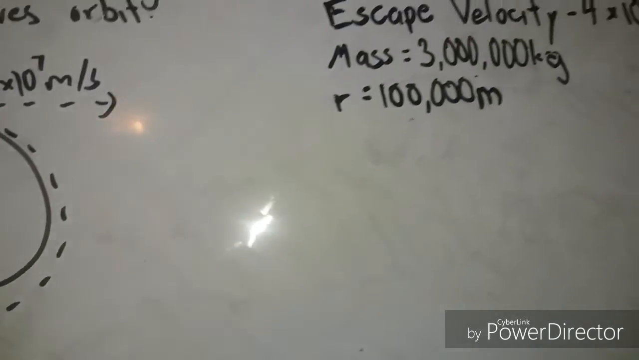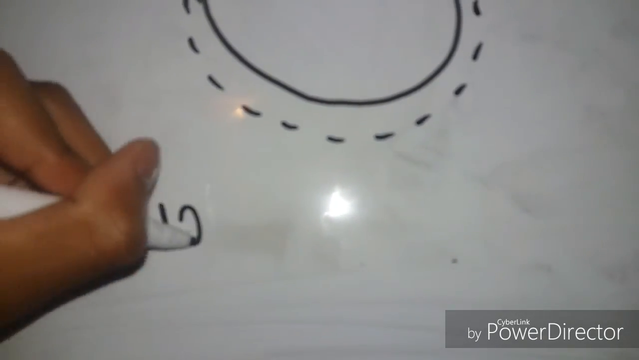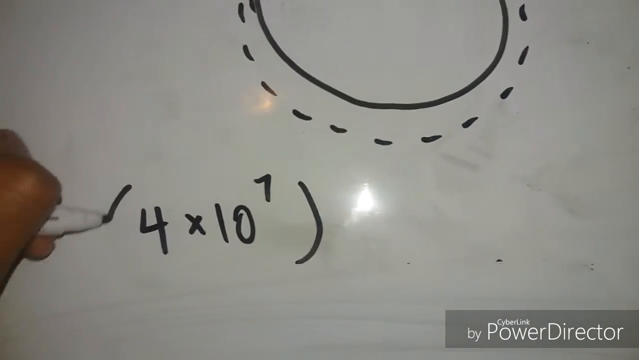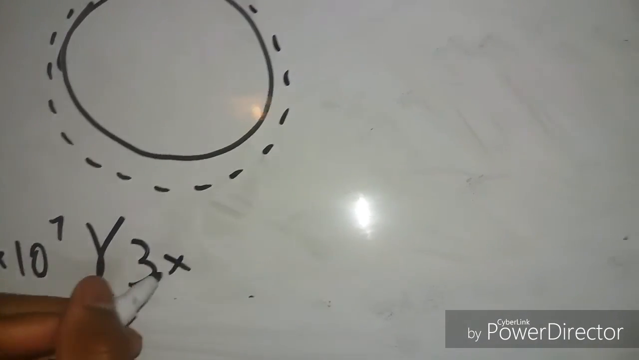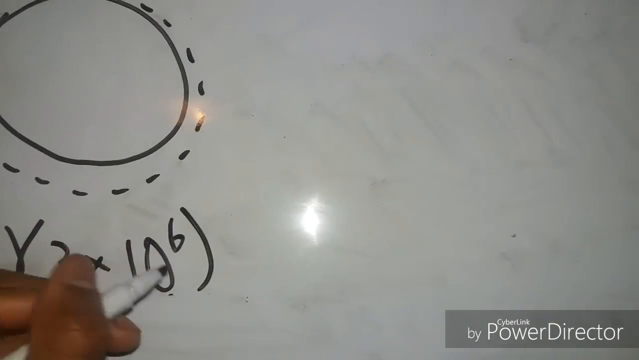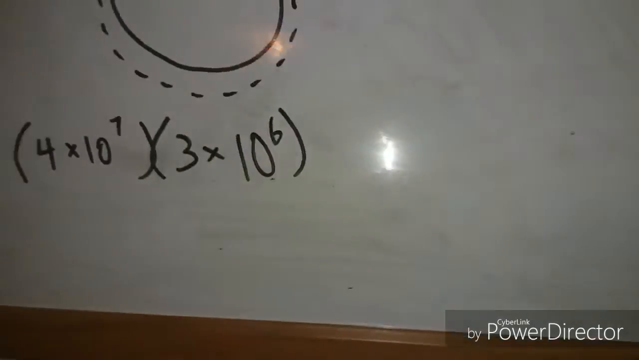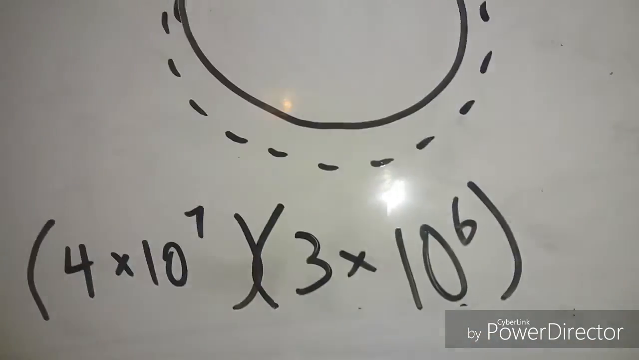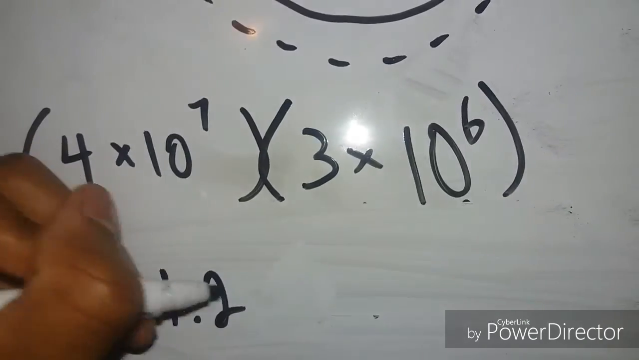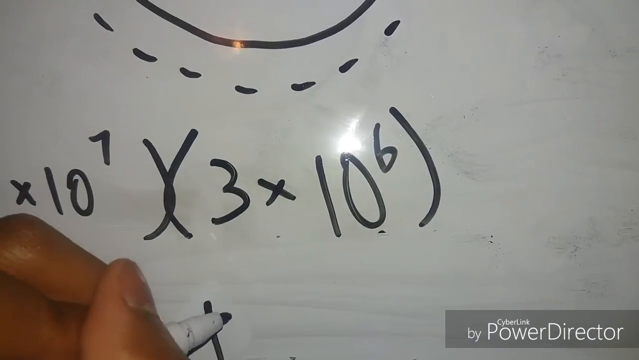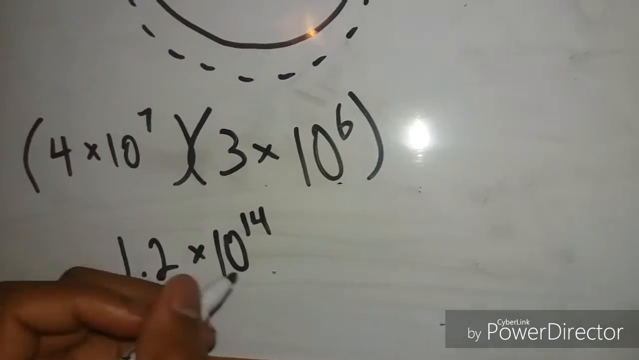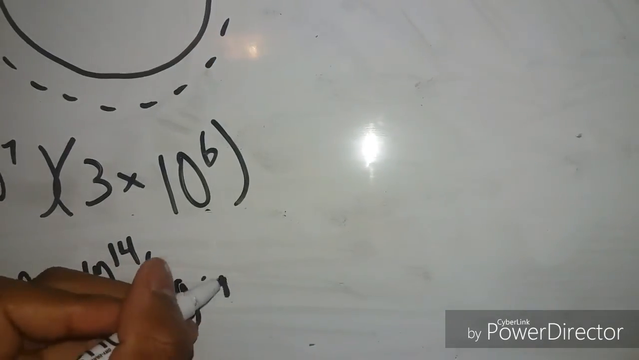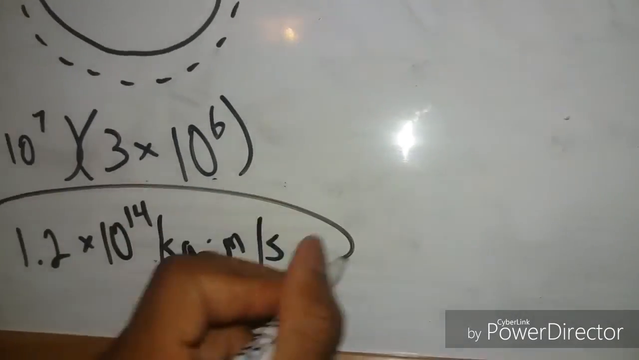All right, so let's find its linear momentum. So we're going to take 4 times 10 to the 7th and multiply it by 3 times 10 to the 6th. And we're going to get 1.2 times 10 to the 14th kilograms times meters per second. All right, so that's our linear momentum.